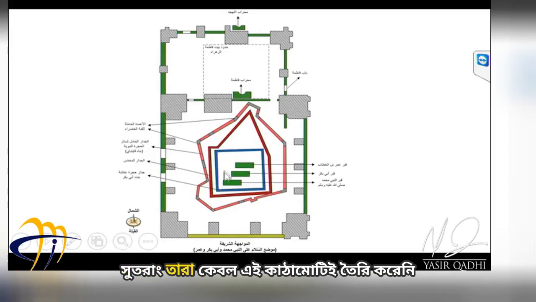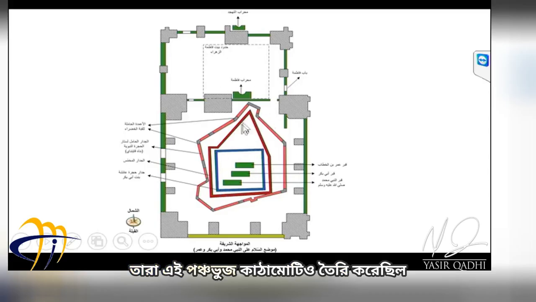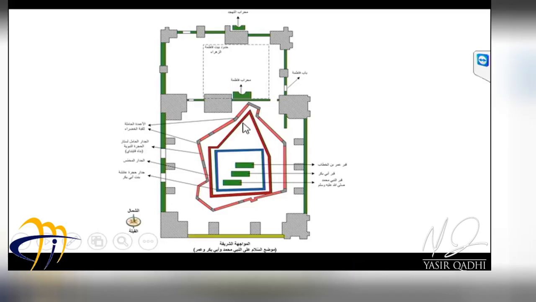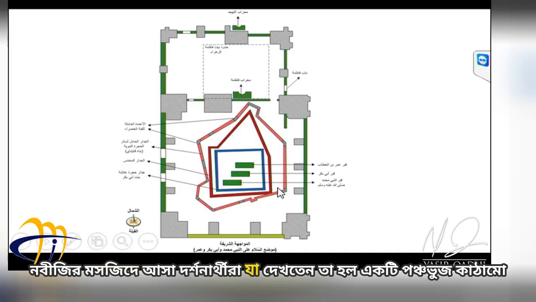Okay, so not only did they build this structure, which was the actual house of Aisha, they also built this pentagonal structure. And for at least 400 years, this was what visitors to the Masjid of the Prophet would see, a pentagonal structure. Why was it a pentagon? Now you can get off the slide. Why was it a pentagon?